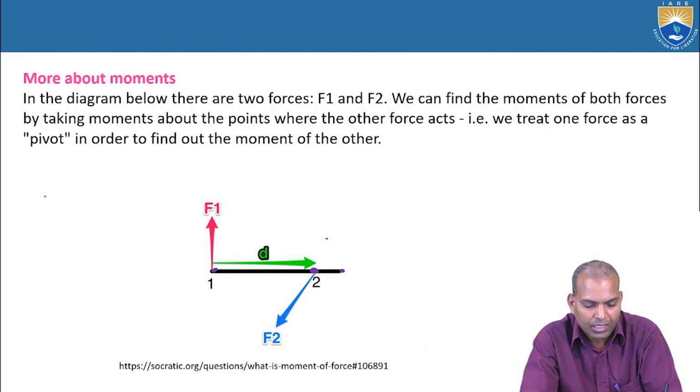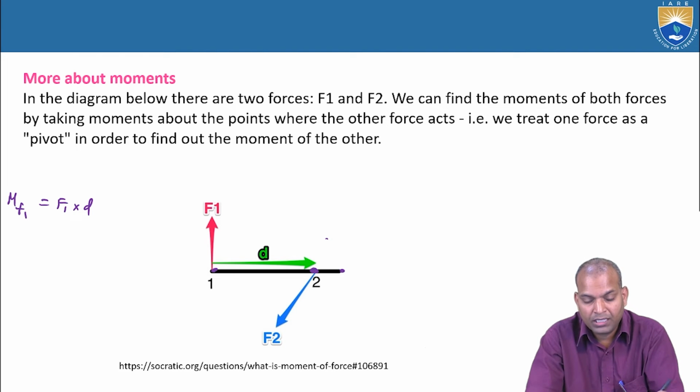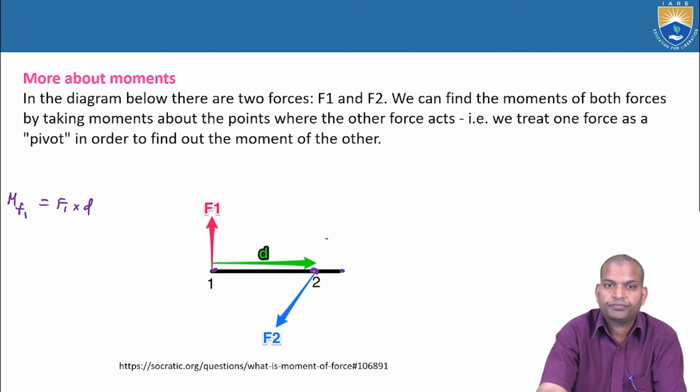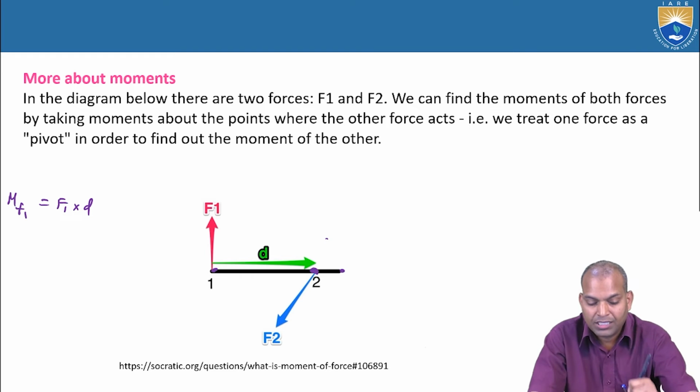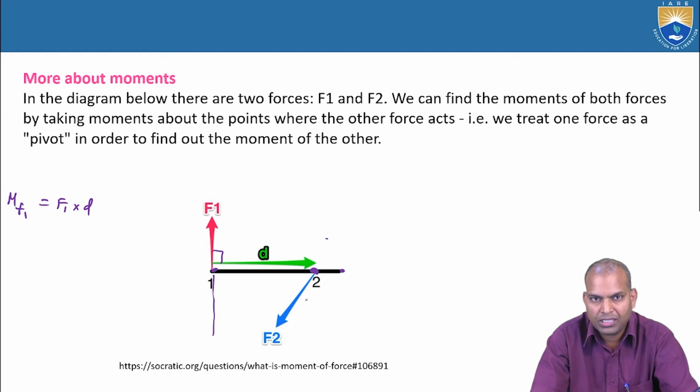What is the moment caused by F1? That is F1 times D. When F1 times D, that means the pivot is point 2. Now, F1 is the line of action of the force, and D is the perpendicular distance, which is 90 degrees. So, perpendicular distance.